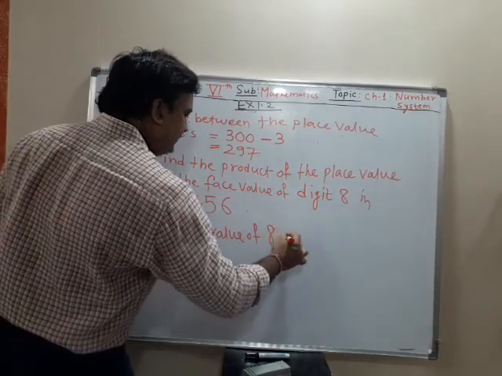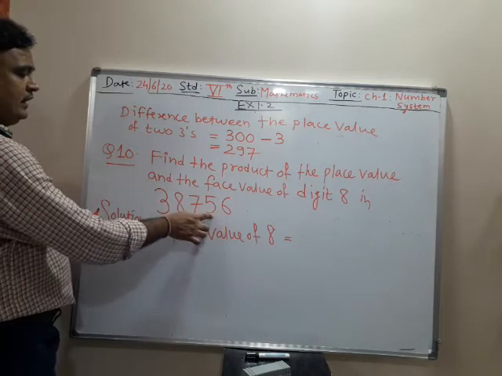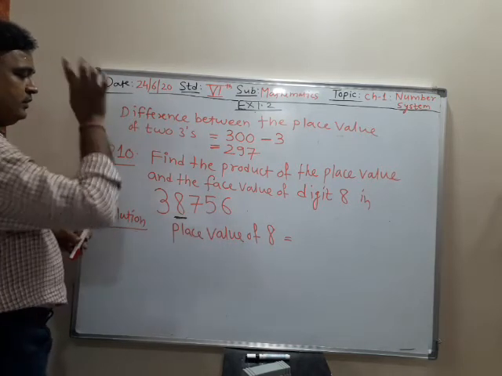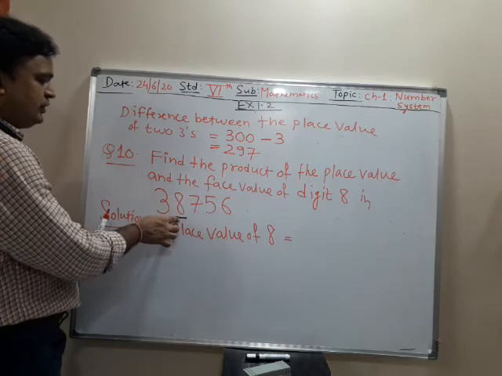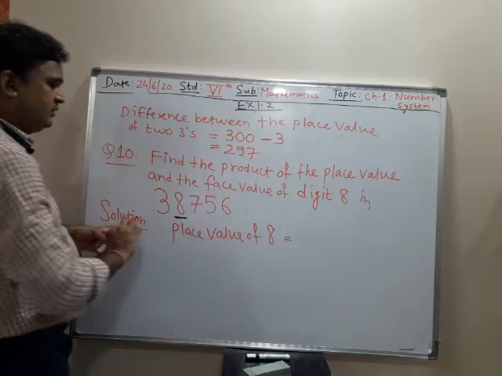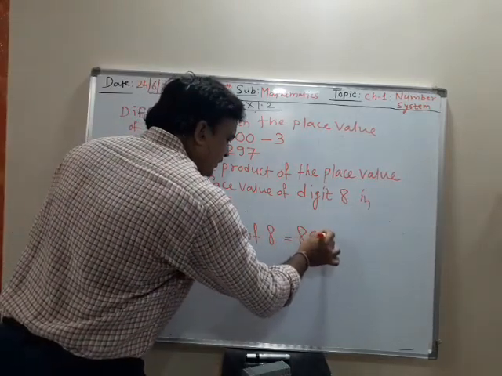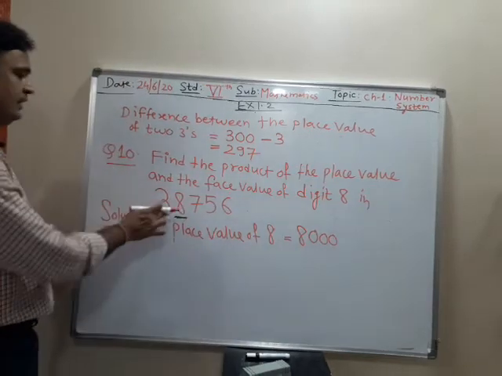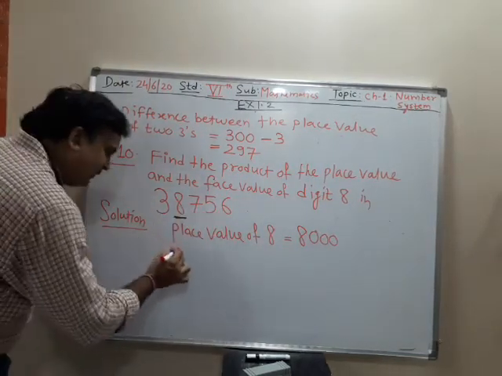Yes, anybody? What is the position of 8? Ones, tens, hundreds, thousands. Place value means position value. Ones, tens, hundreds, thousands. So the place value of 8 is 8000. Then I will find the face value.